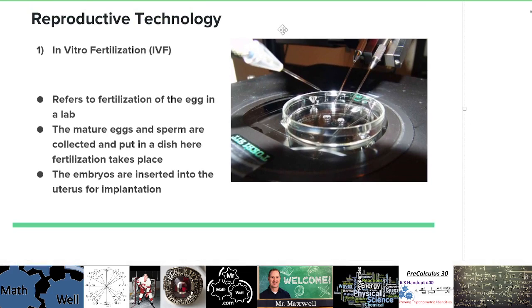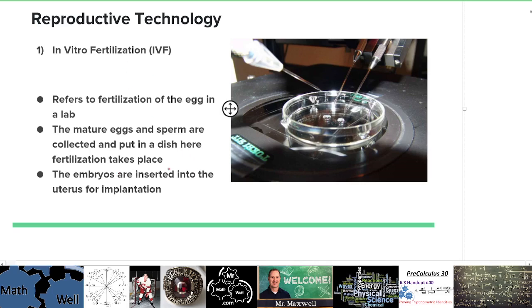Obviously the natural process would be fertilization of the egg within the fallopian tube of the woman, but in vitro fertilization is where egg and sperm are both extracted and in the lab are in the right environment, chemically induced, and fertilization can occur in the laboratory. Mature eggs and sperm are collected, put in a dish where fertilization takes place.